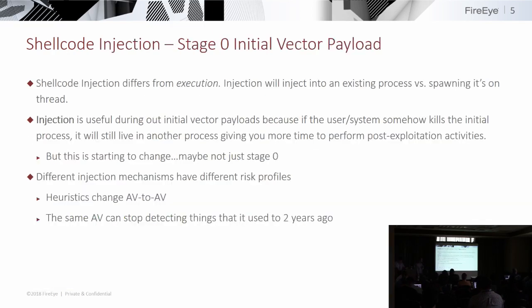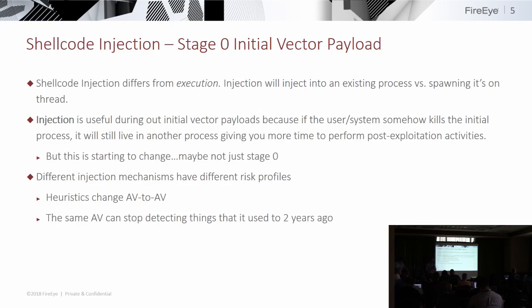Next slide, please. So our stage 0 initial vector payload generally used to always be shellcode injection. It still is today. And the reason why is because if you're using shellcode injection versus execution, it's going to inject into a separate process. So if, for example, the user or a defender terminates your process, or even an AV product for that matter, then you'll still remain in memory operating, versus if you're doing a WaitForSingleObject on a CreateThread, which we'll talk about in a moment, your process will be killed and then that initial vector is done.